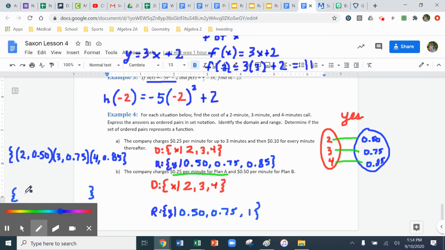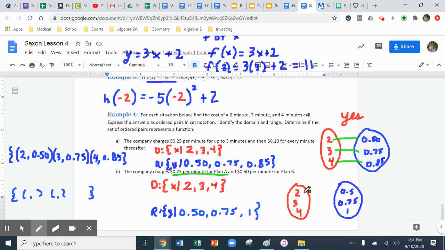We can then write our ordered pairs in set notation over here. And lastly, we'll use our mapping to check. So 2 is paired with 50 cents, 3 is paired with 75 cents, 4 is paired with $1. So since each x value maps with one y value, this is also yes, a function.